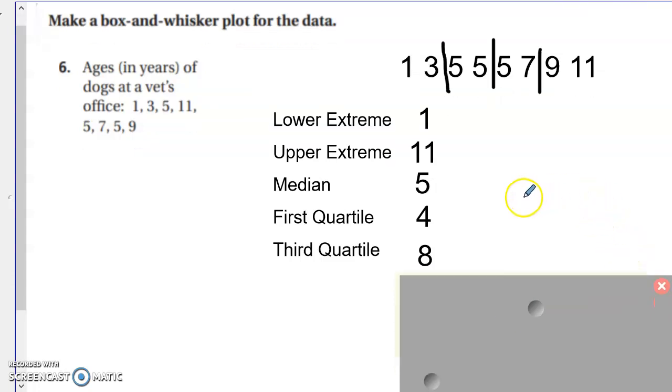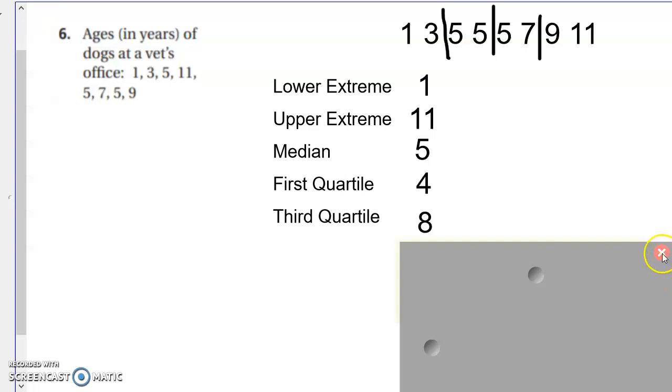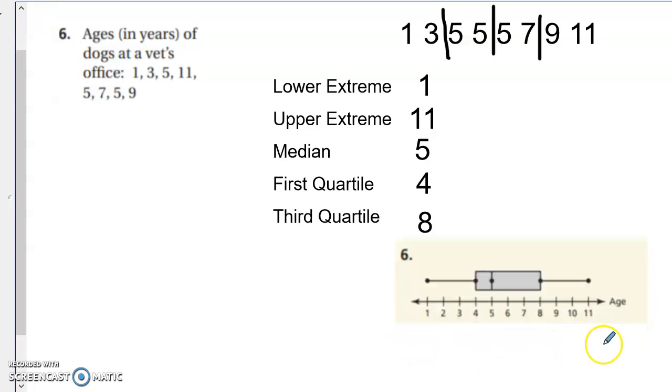So now that I found all those essential things for my box and whisker plot, I make my number line and I put my lower extreme here at 1, my upper extreme here at 11. My median is 5. My first quartile is 4, and my third quartile is 8. So I draw a box between my quartiles and my median, and then I draw a whisker connecting my box to my upper and lower extreme. So that gives me my box and whisker plot for the ages in years of dogs at a vet's office.